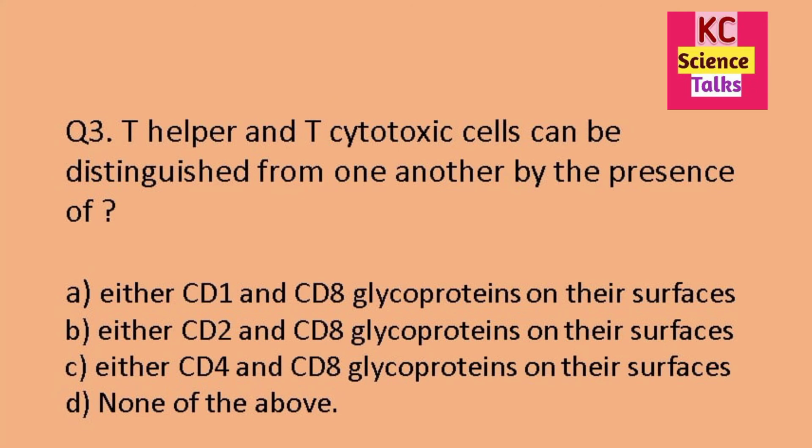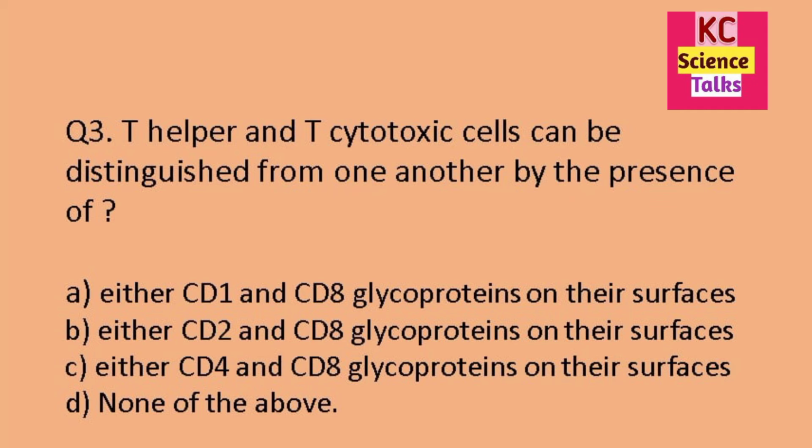Moving on, third question is, T helper and T cytotoxic cells can be distinguished from one another by the presence of A, either CD1 and CD8 glycoproteins on their surfaces, B, either CD2 and CD8 glycoproteins on their surfaces, and C, either CD4 and CD8 glycoproteins on their surfaces.